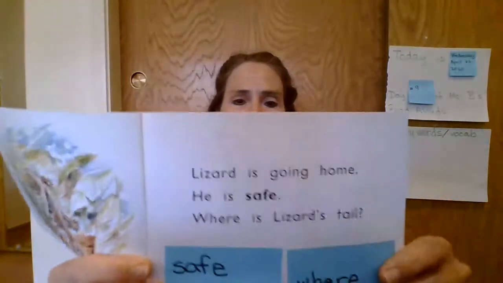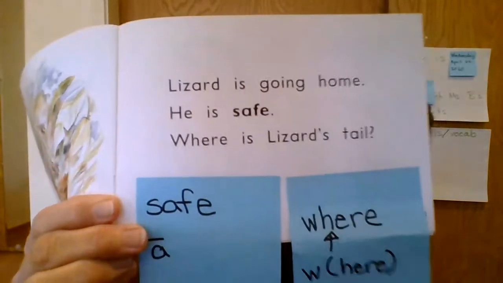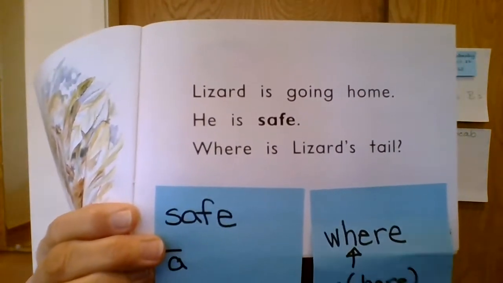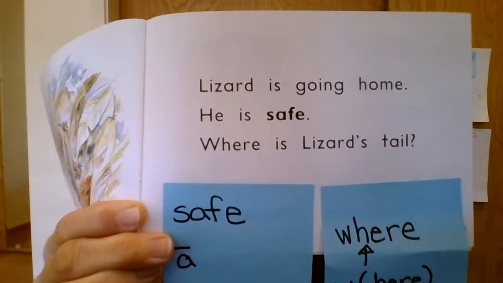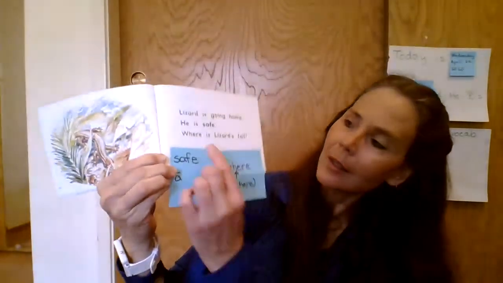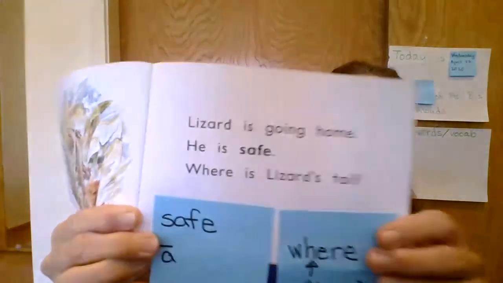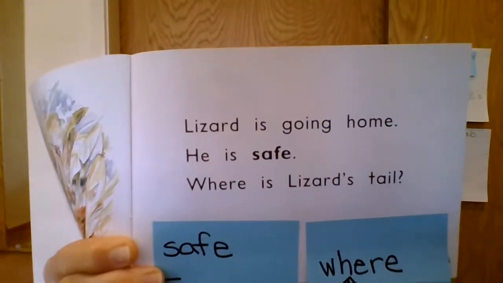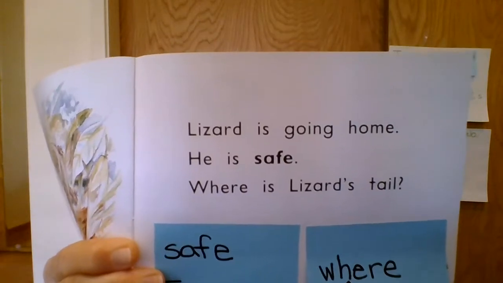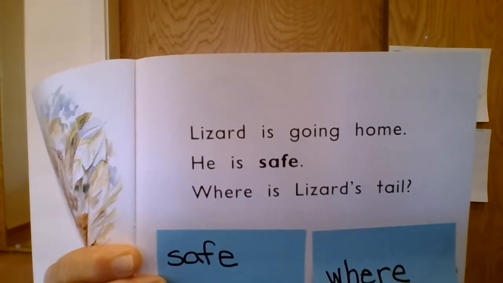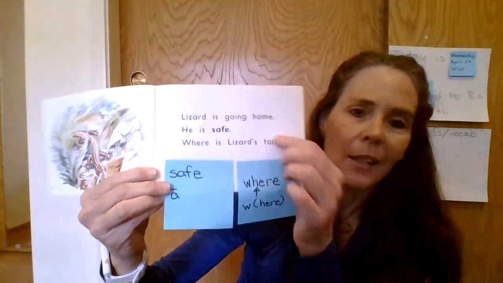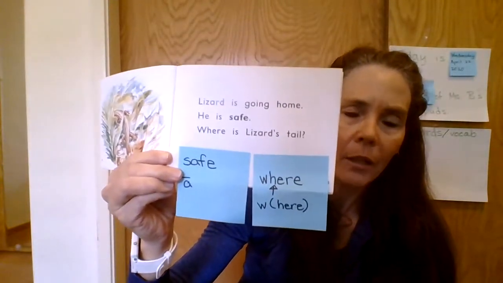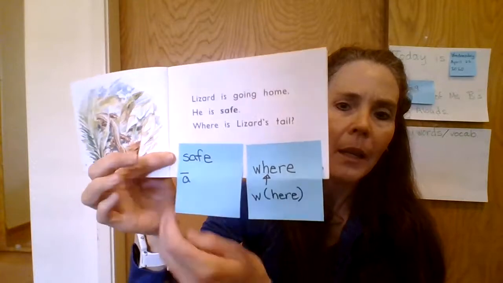So in another page, they're introducing a word that we've learned mostly in level C, but in level D, they're reminding us of this word safe. Safe has an A and a silent E at the end. So you sound this word out as safe. You cannot say saf because that doesn't make sense. He is saf. That doesn't sound right.